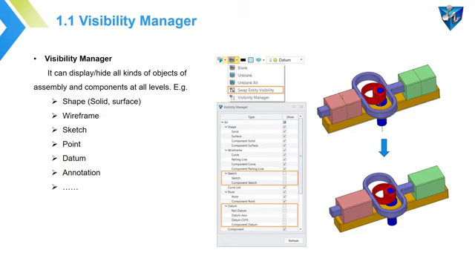First, I'd like to introduce you to the Visibility Manager. Using it, you can display and hide all kinds of objects of assembly and components at all levels. For example, shape, wireframe, sketch, point, datum, annotation, and etc.